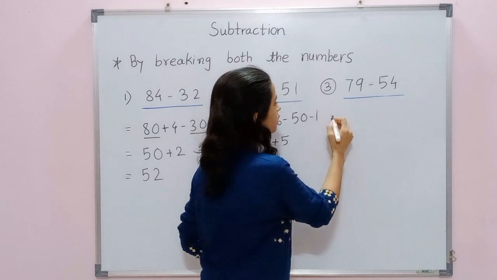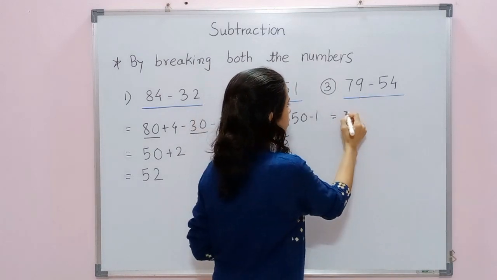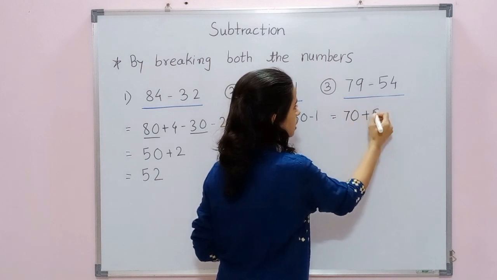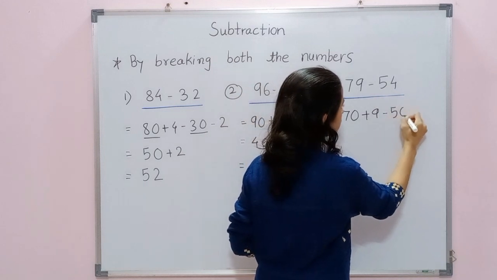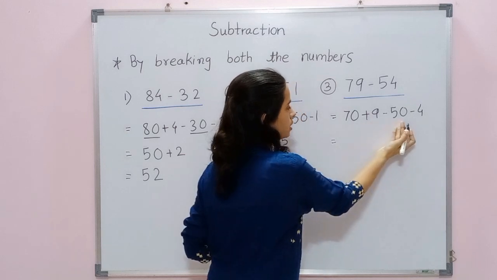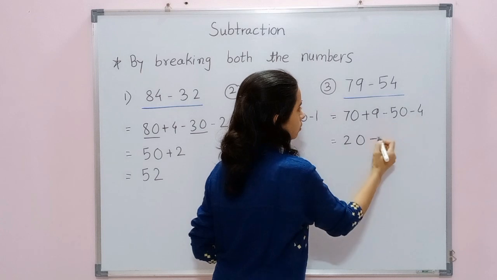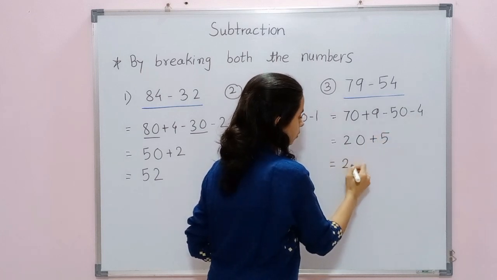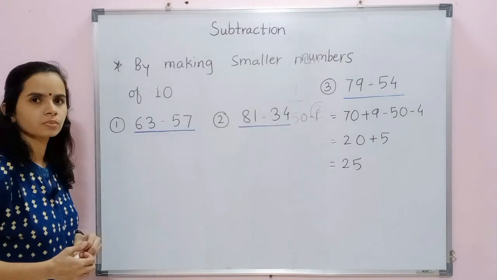Then next example is 79 minus 54. We will break this 79 into 70 plus 9 and 54 into 50 plus 4. Then minus this 50 from 70, we will get 20, and here we will get 5. So our answer will be 25. In this way you can solve this type of examples.